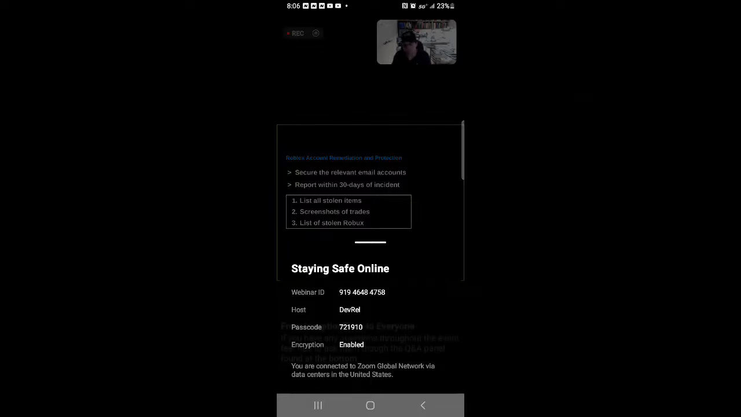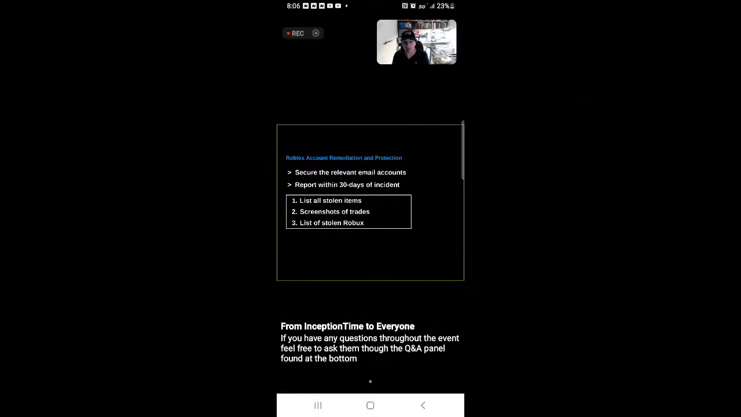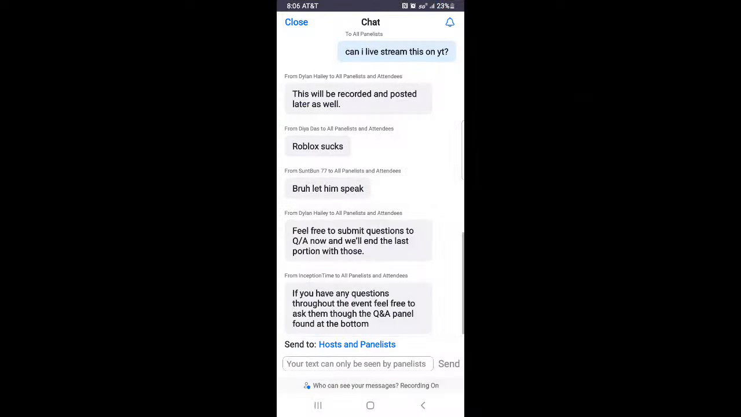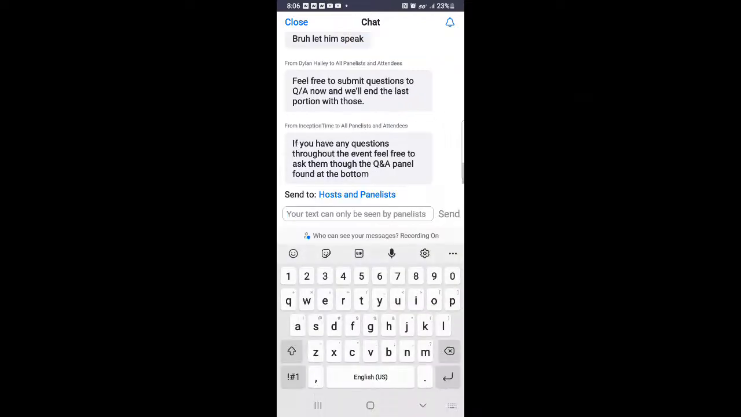This is important because generally Roblox will rely on that email address to communicate with you. And if that email address is not secure, then that means the attacker can still act as you and continue to take over the account. The next thing that we really ask, and it's very important, is that you contact us within 30 days of the incident. You tell us all the stolen items with screenshots and a list of stolen Robux.